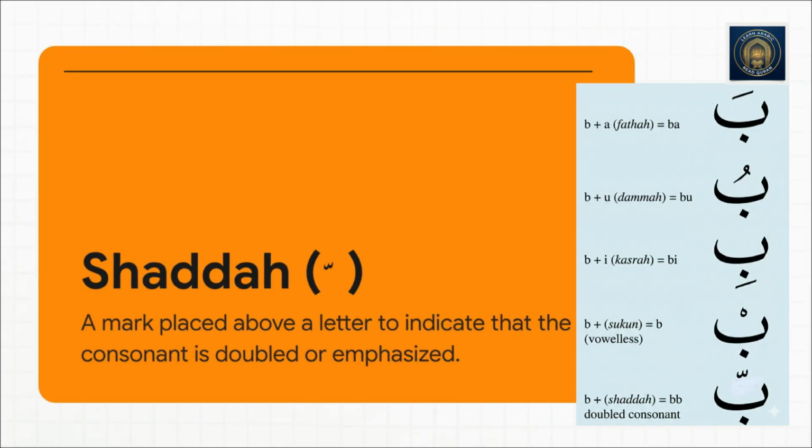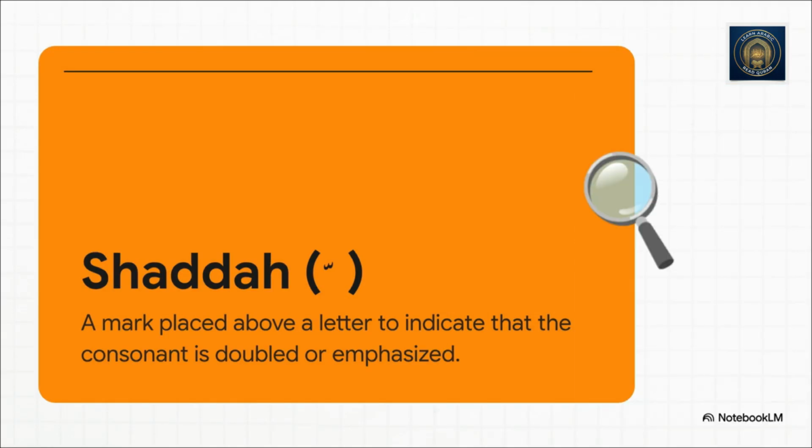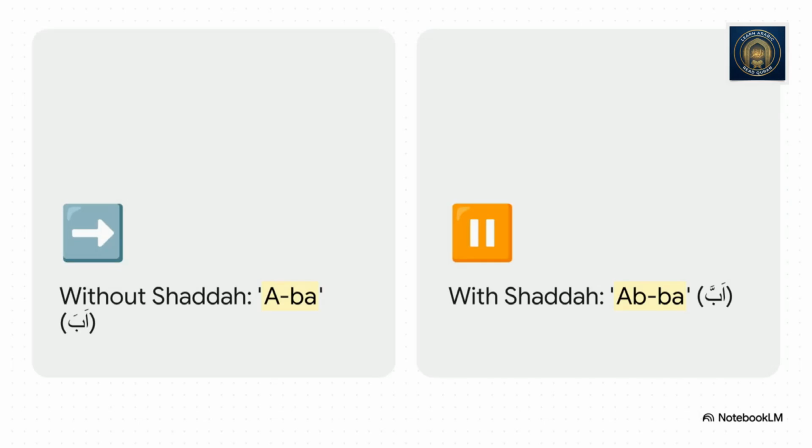Next up is the shadda. This little guy that looks kind of like a tiny W is all about doubling. It's actually a really clever piece of shorthand. When you see a shadda on a letter, it means you say that letter twice. The first time with a sukun and the second time with whatever vowel is on it. It saves you from having to write the same letter 2 times in a row. And this shows you exactly what I mean.